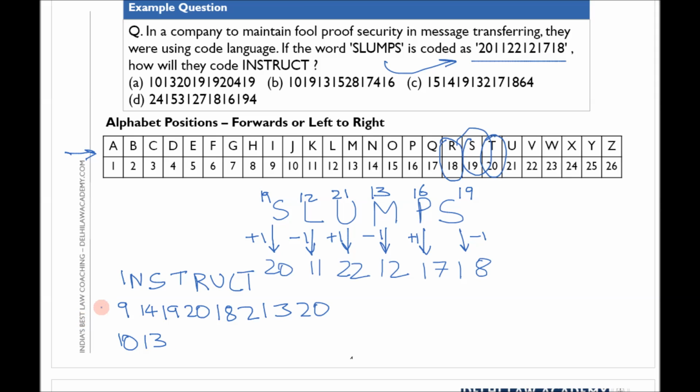I paused right here because if I want to solve really fast in an exam, I should be looking at ways to cut down my solution process. And I see that there are only two options that start with 10. So I can cross out choice C and choice D immediately. There's only one option that has 10 and then 13 after that, and that's choice A. So my answer is choice A. I already got the answer. I didn't have to solve the entire thing. I didn't have to write down all this. I already got the answer.